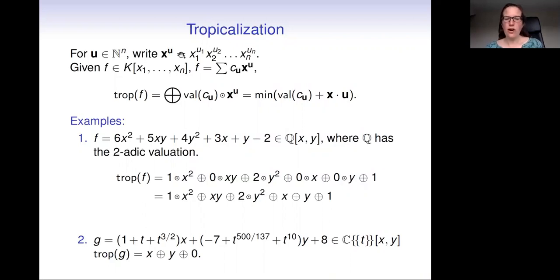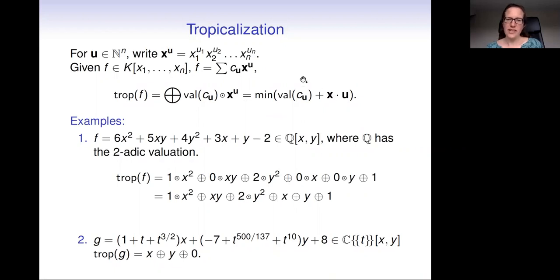Okay, so those are the rules. To be more formal, I'll use multi-index notation. So when I write x to the u, it's x1 to the u1 times x2 to the u2, all the way up to xn to the un. So if I have a polynomial f that is the sum of c_u x to the u, then trop f will be, I just turn addition into tropical addition and multiplication into tropical multiplication. So I get the tropical sum of the valuations of the c_u's, tropical times x to the u. As a function in usual arithmetic, this is the minimum of the valuation of c_u plus x dot u.